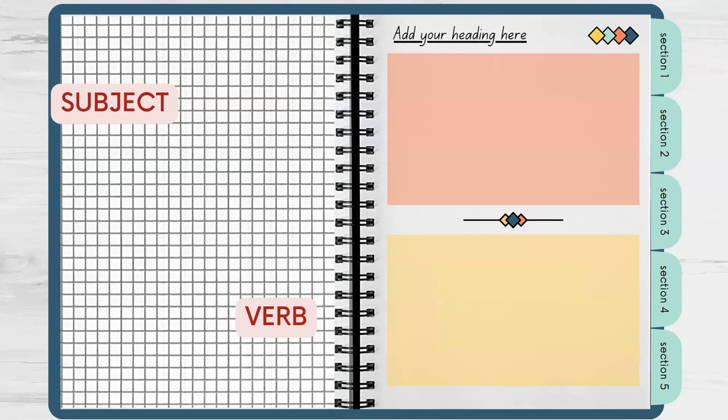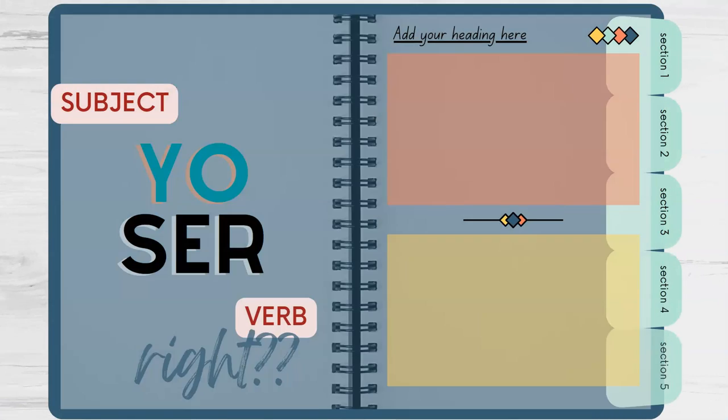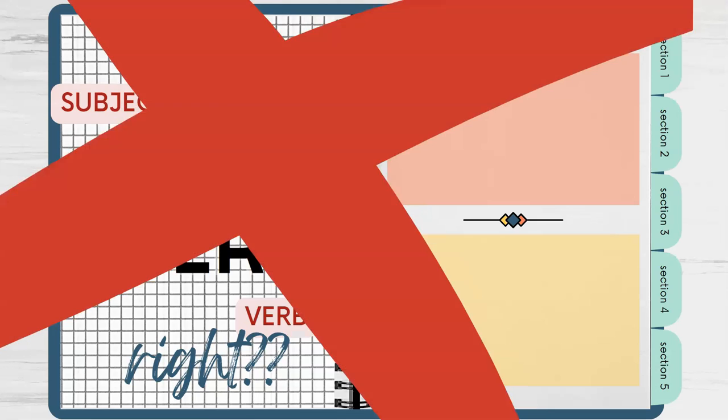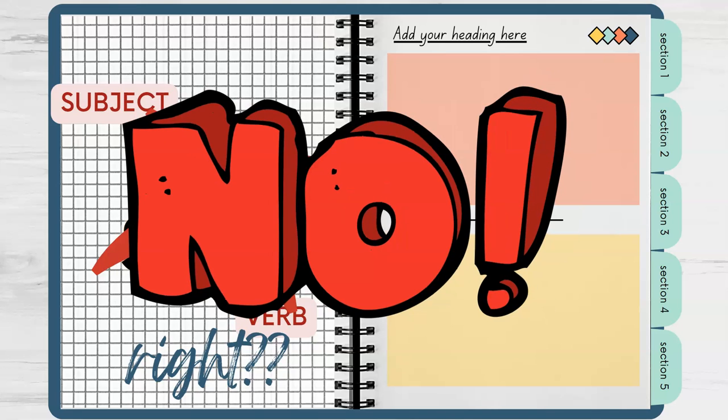Alright, so we want to write a sentence. You're going to start with your subject and verb, right? So we can just say "yo ser." Is that right? What do you think? No, "yo ser" is not okay. "Yo ser" means "I to be."